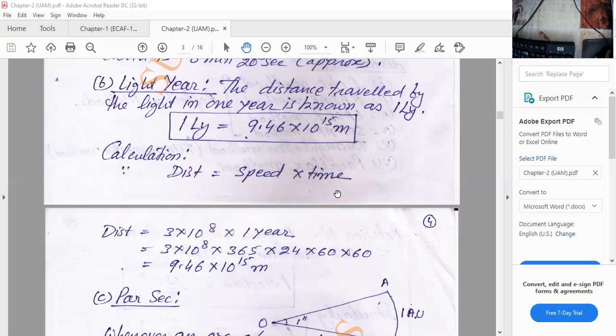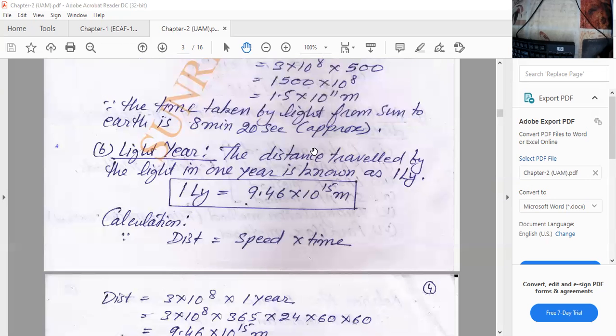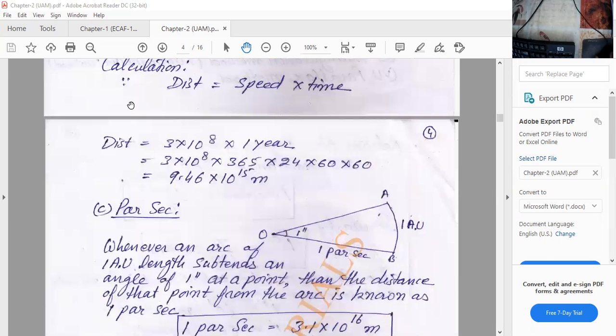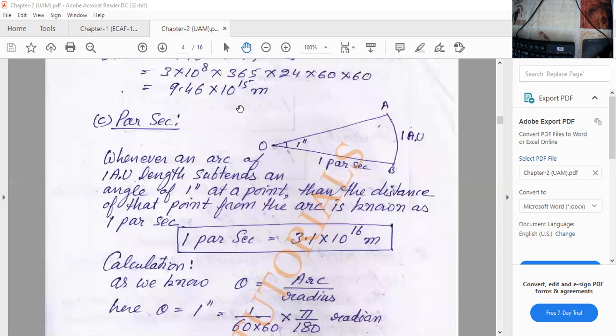So let us see, the speed of light is 3 into 10 to the power 8, into 1 year as time. So 1 year is converted into seconds, that is 365 into 24 into 60 into 60. Hence by calculating this value, we get 9.46 into 10 to the power 15 meters. So you must remember this value: 1 light year is equal to 9.46 into 10 to the power 15 meter, and 1 AU is equal to 1.496 into 10 to the power 11 meter. So I think both the units are clear to you.